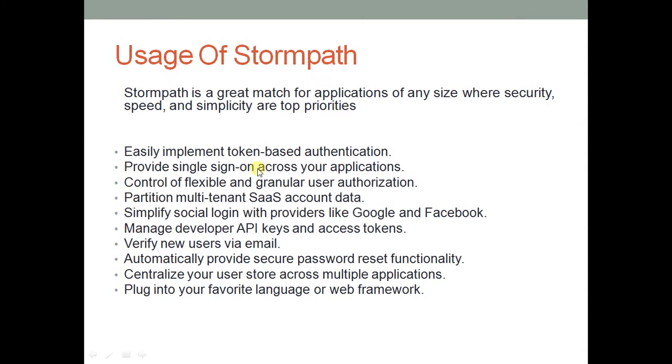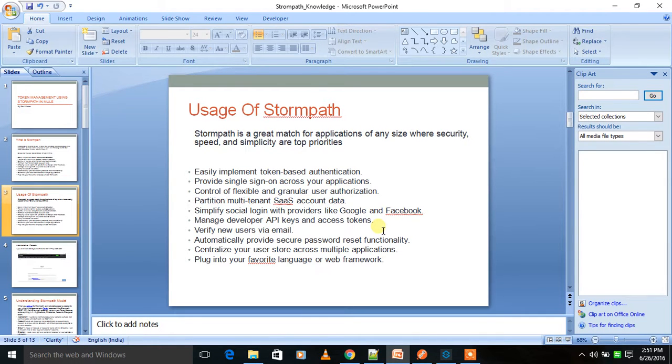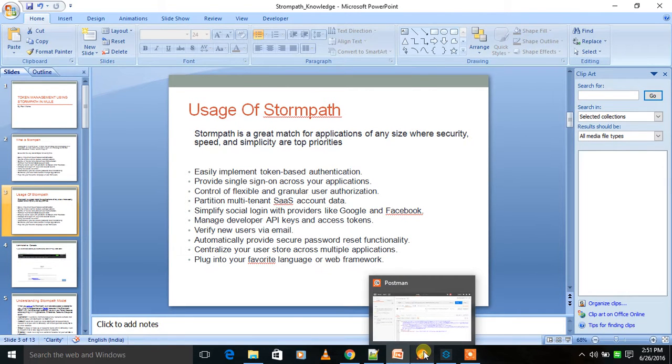You can see here it's easy to implement token-based authentication, then provide single sign-on across your applications. And the best part is managing developer API keys and access tokens. So these are the important points. Now, why am I discussing this when I am working on Mule? The reason is you can use this for your OAuth implementation and all this token generation, whatever the security requirements you have. If you want single sign-on or token-based authentication, you can use this one. So there are multiple ways you can use it, but I just want to showcase Stormpath first.